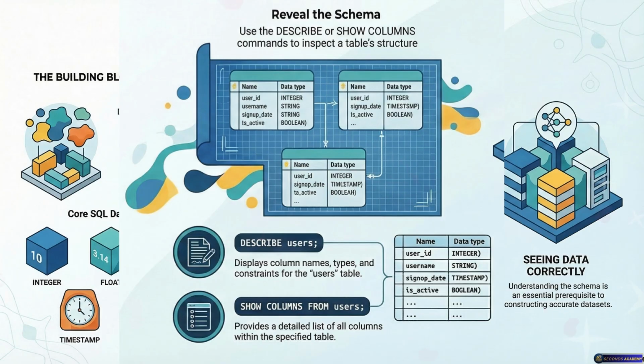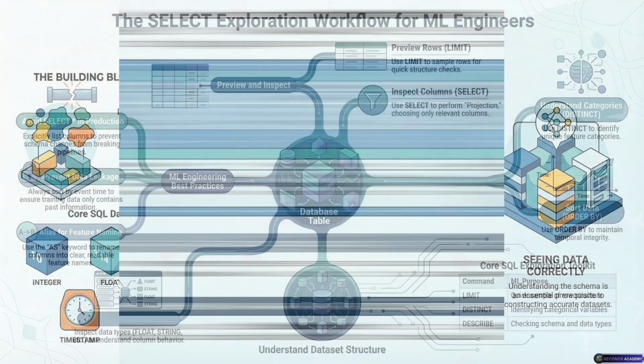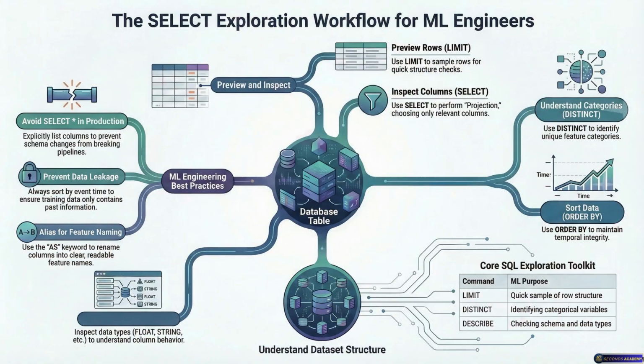This has been an incredibly deep breakdown of the foundational toolkit. It really has. We have select to explicitly project our required tensor shape, the asterisk as a temporary manual reconnaissance tool, limit to computationally protect our hardware while sampling, distinct to map the exact cardinality of our categorical variables, order by to forcefully diagnose temporal leakage, aliases to strictly govern our feature semantics, and describe to uncover the invisible mathematical boundaries of our data.